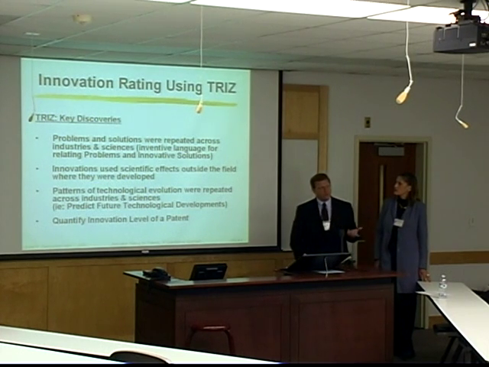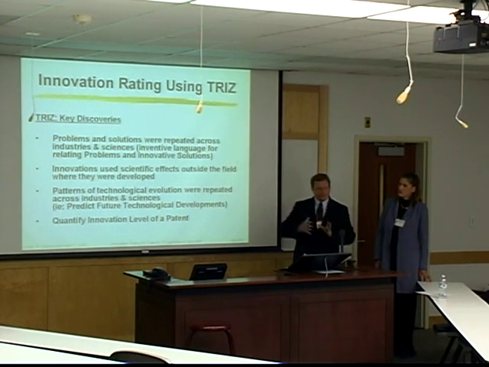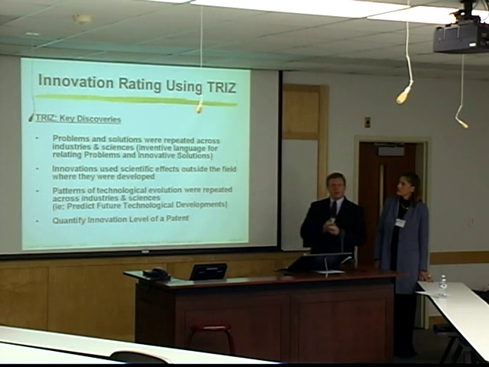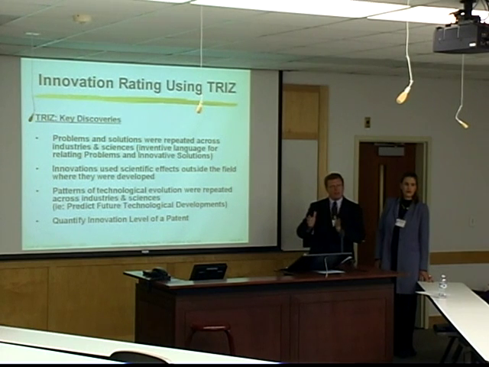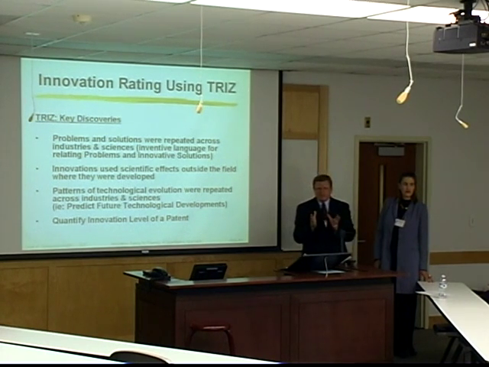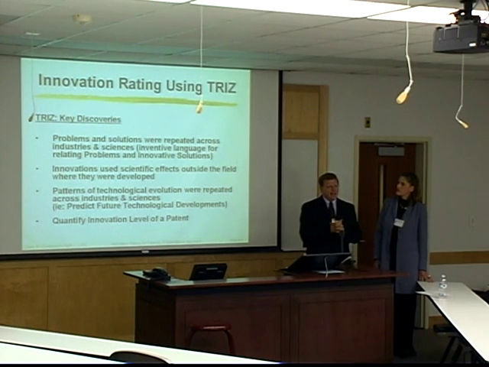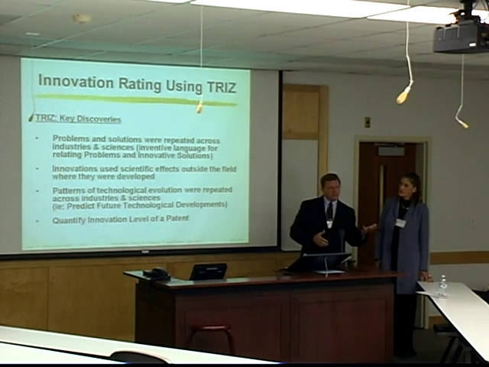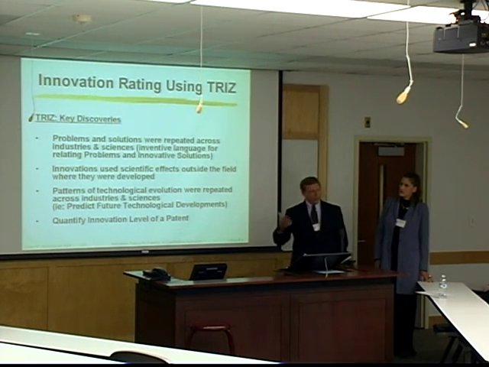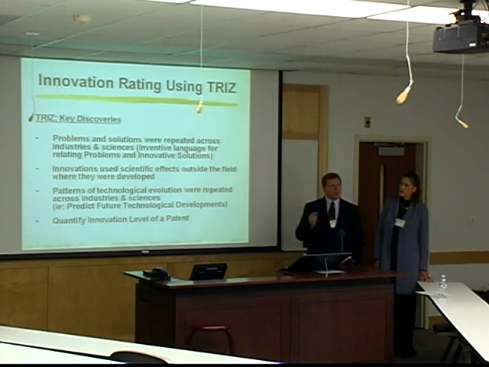Okay. The key discoveries. Well, there were a number of key discoveries, but these are some of the main ones. One is that problems and solutions were repeated across industries and sciences. Basically, what Altschuler discovered is that industries had the same types of problems. They had specific constraints, whether it's the electronics industry with the medical field, or one type of agricultural industry versus coal mining, etc. They had similar types of problems, and the solutions were also similar.